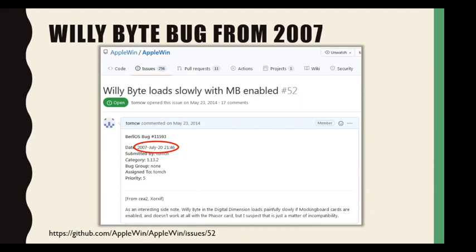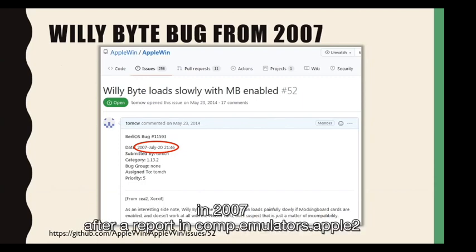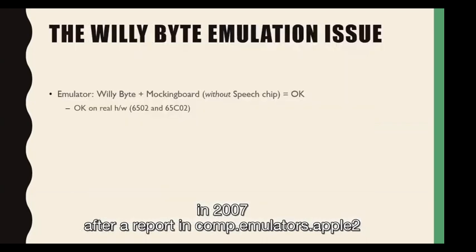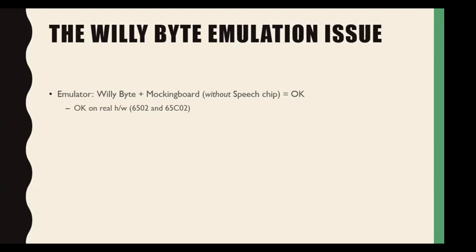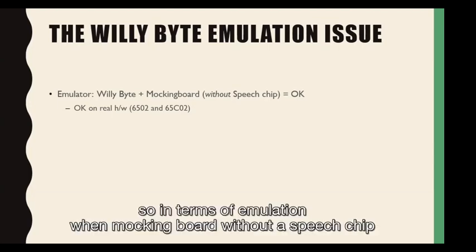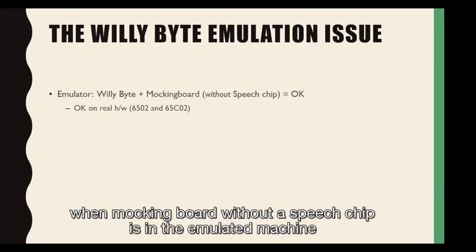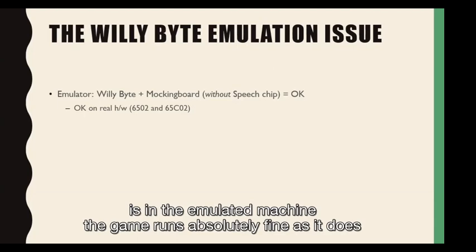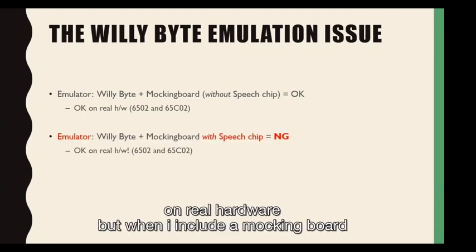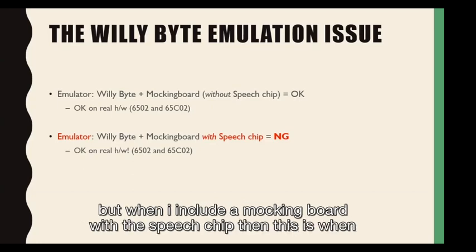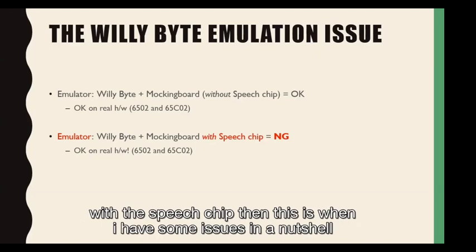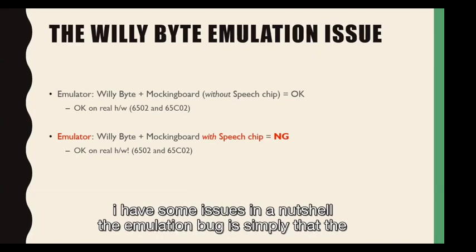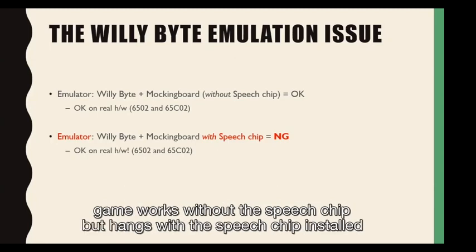Okay, so here's where it started for me in 2007, after a report in comp.emulators.apple2. In terms of emulation, when a Mockingboard without a speech chip is in the emulated machine, the game runs absolutely fine, as it does on real hardware. But when I include a Mockingboard with the speech chip, then this is when I have some issues. In a nutshell, the emulation bug is simply that the game works without the speech chip, but hangs with the speech chip installed.